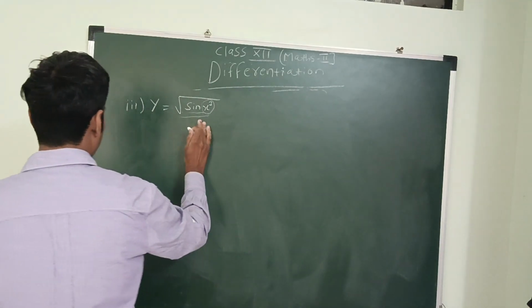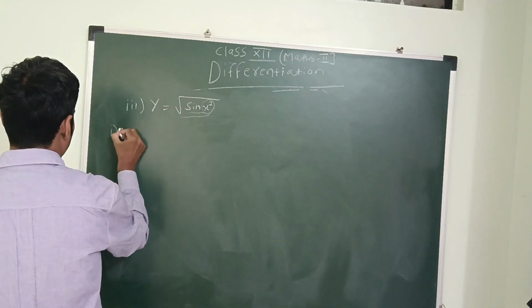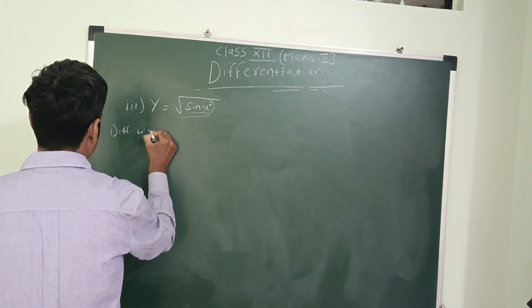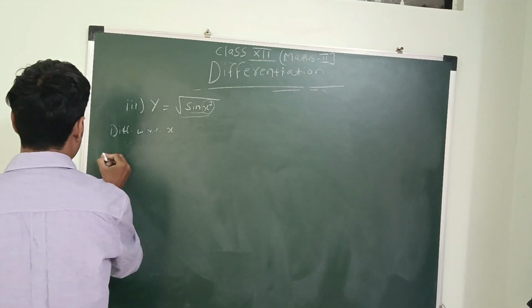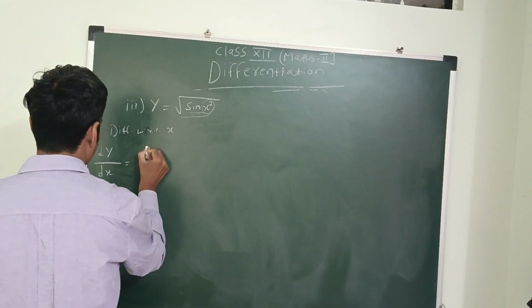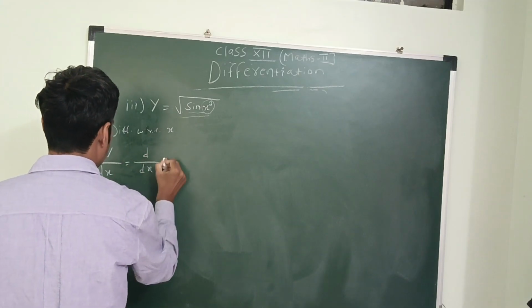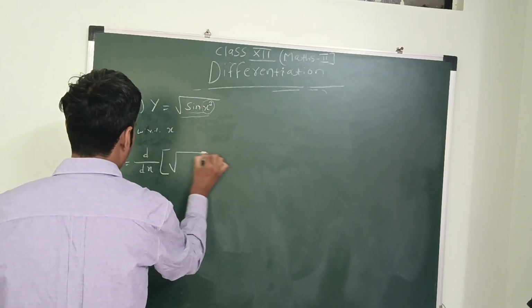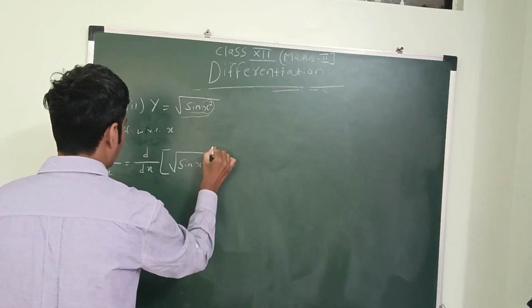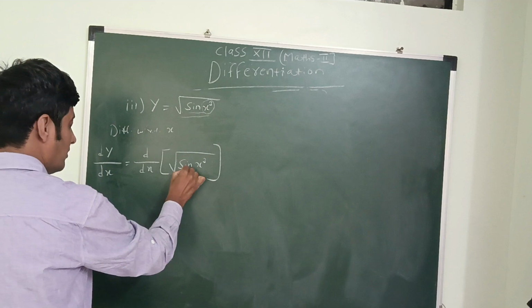First, differentiate with respect to x. dy by dx is equal to d by dx of square root of sine x cube. Now let's differentiate first this.